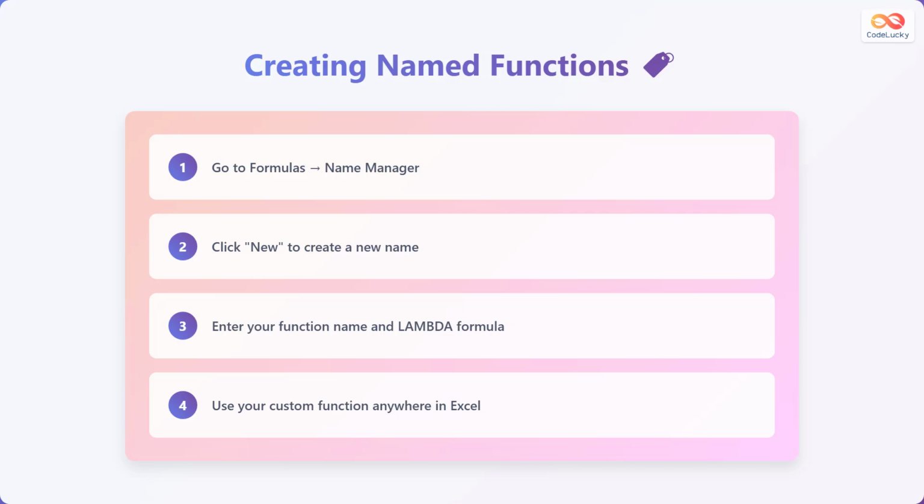To create named functions, first navigate to the Formulas tab and select Name Manager. In the Name Manager, click New to define a new name for your function. Enter your desired function name, and then input the LAMBDA formula you've created. Now you can use your custom function anywhere in your Excel workbook, just like any other built-in Excel function.